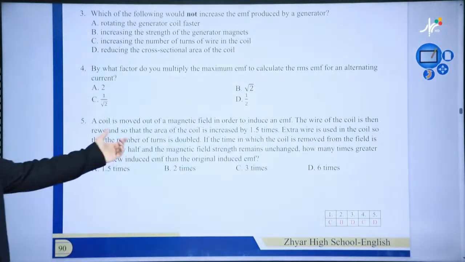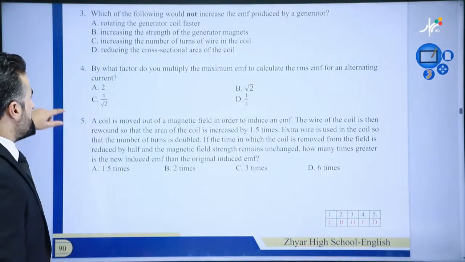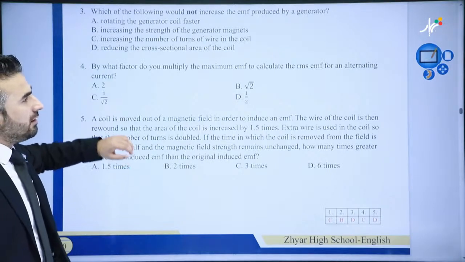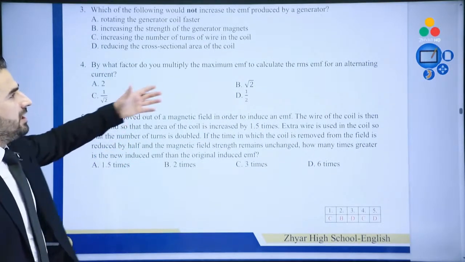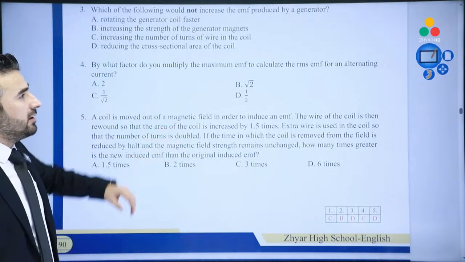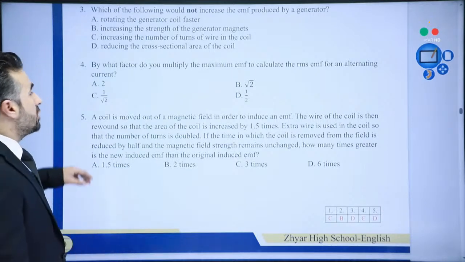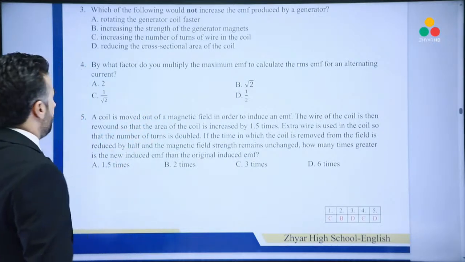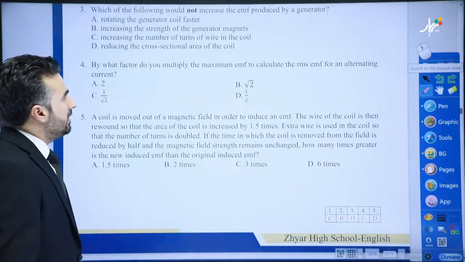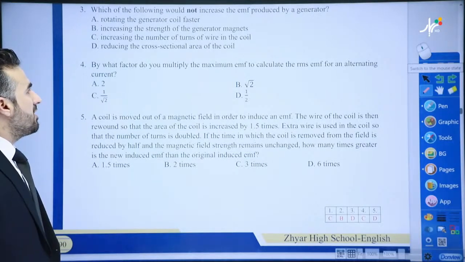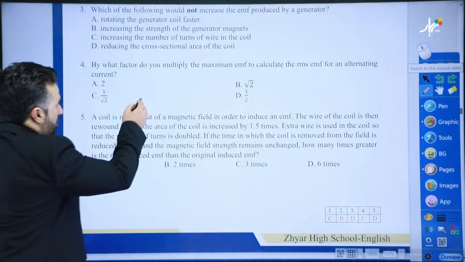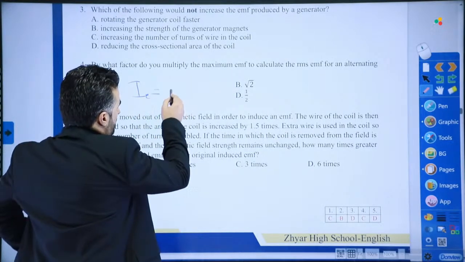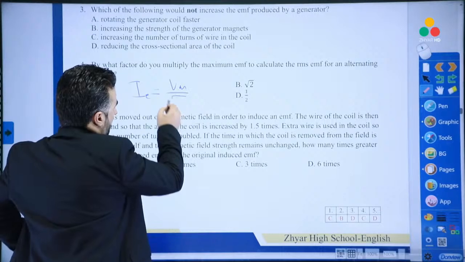Now take a look at this one. This also could be a little bit misleading here. So see why. By what factor do you multiply the maximum electromotive force to calculate the root mean square electromotive force for an alternating current? Okay, so we do have the alternating current, yeah? But by what factor do you multiply the maximum? Normally, I effective or root mean square equals what? It equals V maximum over the square root of 2.